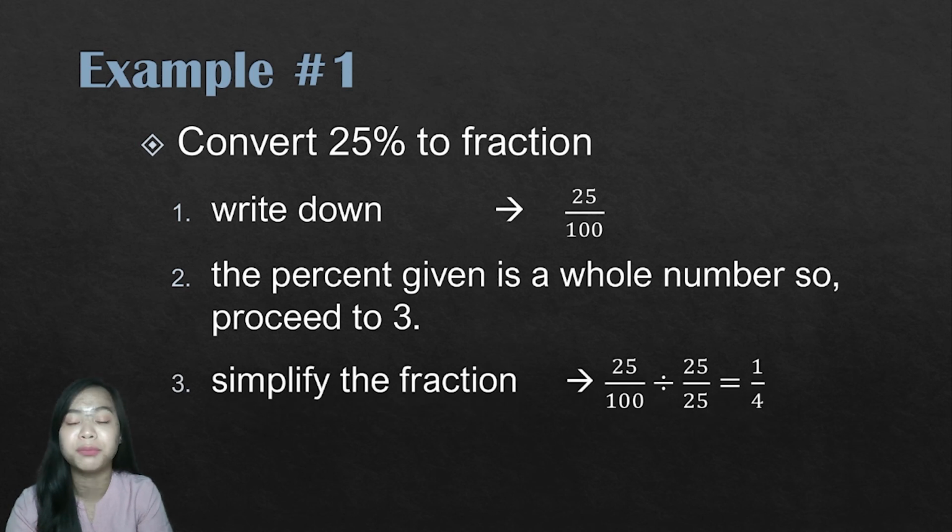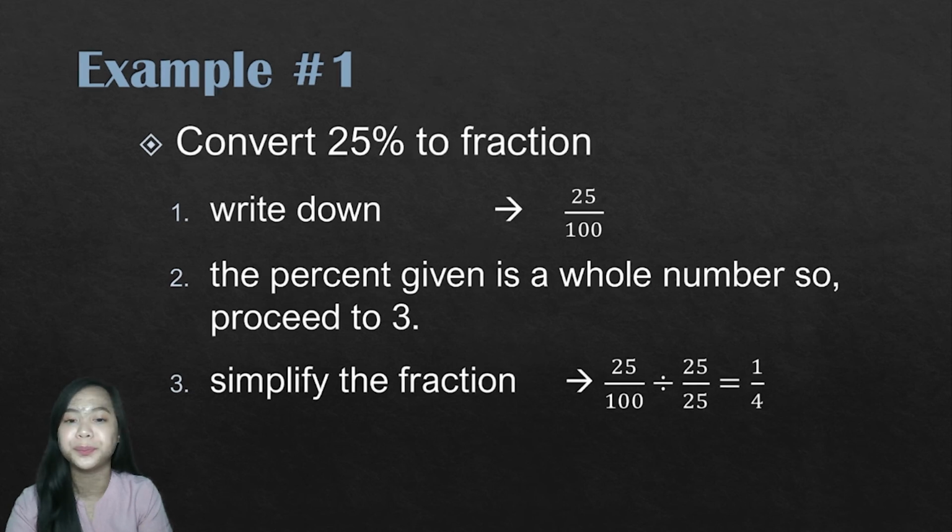So simplify the fraction. 25 over 100 can be divided by 25 over 25, the GCF of 25 and 100. So 25 divided by 25 is equal to 1, and then 100 divided by 25 is equal to 4. So our converted 25% into fraction is equal to 1 over 4 or 1/4.